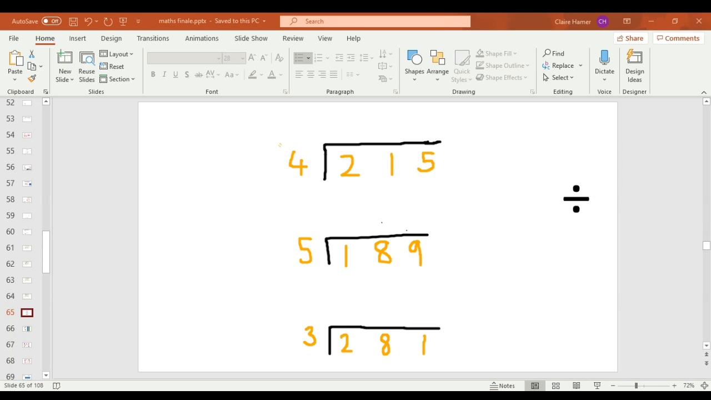On screen you can see the starter task which links to yesterday's starter. To start with you have 3 short division calculations to complete, so you will need to copy them down onto a piece of paper, making sure you set out your workings nice and clearly.